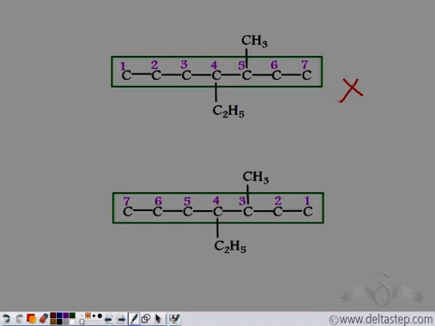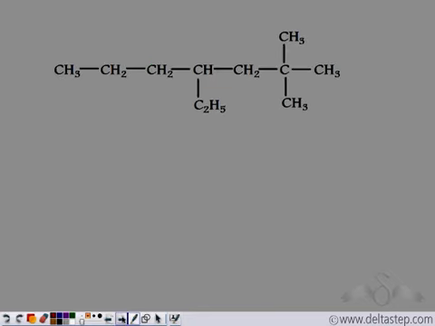Now in this case, we have two substituents, methyl and ethyl. So the rule says that we arrange the substituents alphabetically. So we first place ethyl, which is present at the fourth position. So we get 4-ethyl. And then methyl, which is present at the third position. So we get 3-methyl. So this is the prefix for this organic compound.